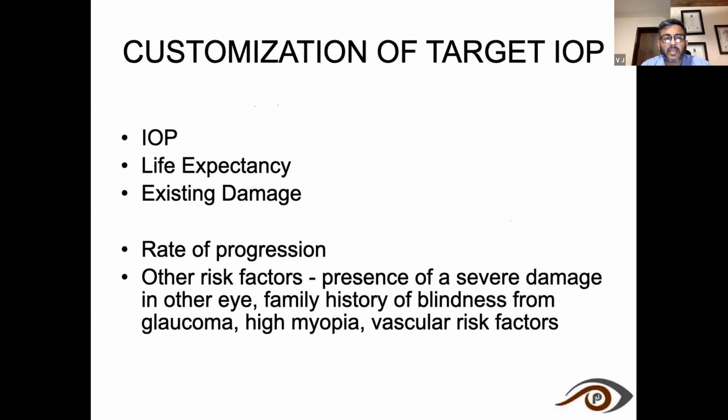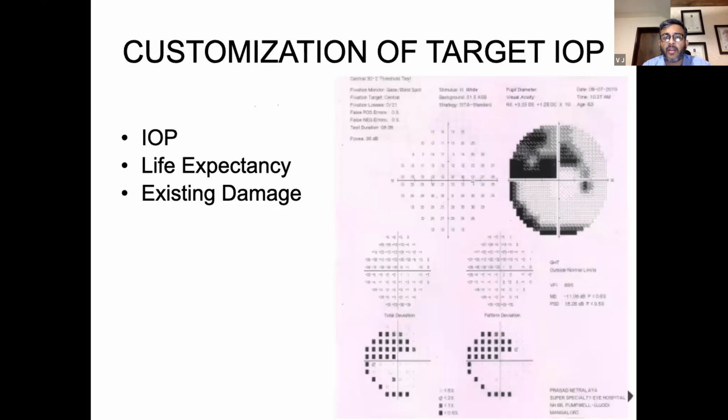In the initial slide, I mentioned two other factors. One was rate of progression and the other existing damage. In the existing damage, while showing you that particular classification, I told you to look at the central 10 degrees. Now this slide would show you this particular patient. If you look at the foveal point, one of the points is 0. That means that his fixation is threatened. Such patients, again, you would like to keep at a bare minimum pressure of below 13.